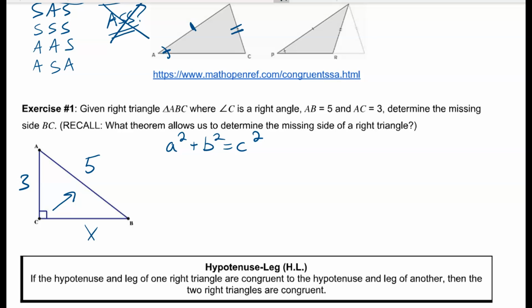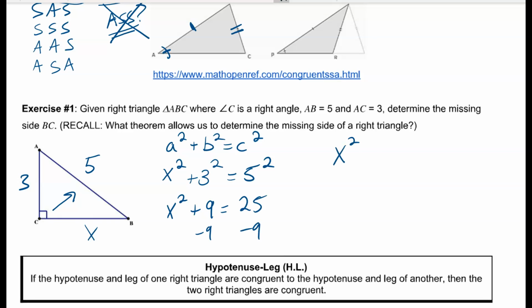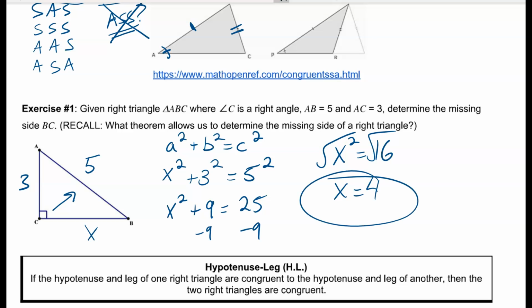So I'm going to start plugging in. I'll label a as x squared. I'll make b the 3, and my hypotenuse, the longest side, always goes on the right side of that equal sign. So I'm going to do a little bit of simplification here. 3 squared is 9, 5 squared is 25, and if I subtract 9 on both sides, I get x squared equals 16. So remember to undo a squared. This is just asking you, what number do I have to square to get 16? I can take a square root on both sides, just to find that my missing side length is going to be 4.